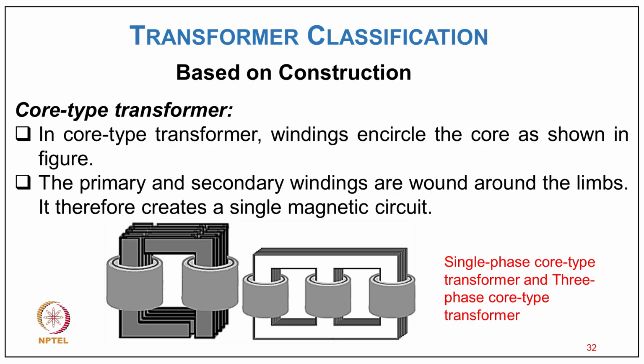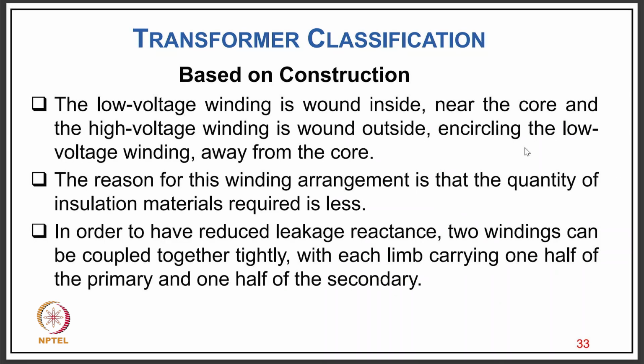So this we call the core type of construction. The low voltage winding is wound inside, near the core, as I already mentioned earlier. The high voltage winding is wound outside, circling the low voltage winding, away from the core, to reduce the insulation. You can call it the thickness of insulation or type of insulation.